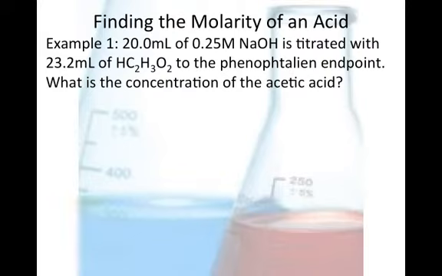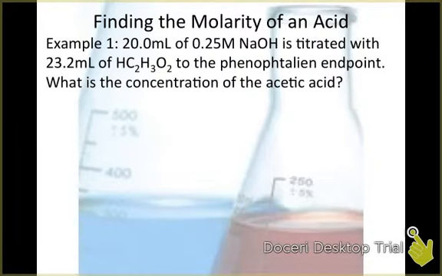But basically, if we do this, we need to know what concentration we're going to have of the acetic acid. So if we read this example problem, it says that we have 20 milliliters of a 0.25 molar sodium hydroxide. We then titrate it with 23.2 milliliters of acetic acid to the phenolphthalein endpoint, which again is approximately a pH of 8. And so it then wants to know what the concentration of the acetic acid is. So our first step in solving these types of problems is to write a balanced equation.